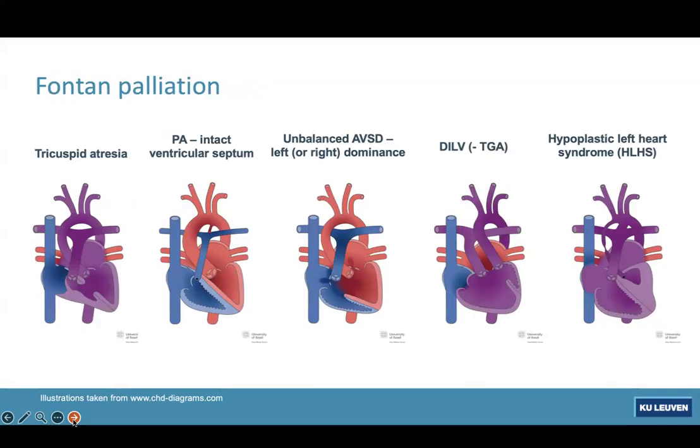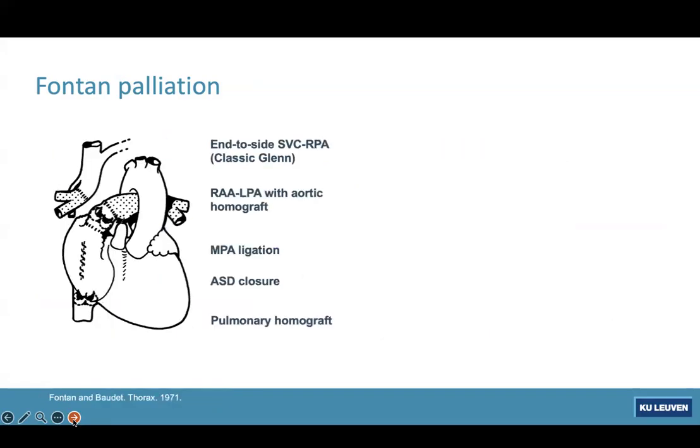So just a bit of background, and I suppose everyone logging in will know this, but the Fontan palliation was devised by Professor Fontan in 1971 for patients initially with tricuspid atresia, but eventually with one single functional or anatomical ventricular chamber. So for patients with tricuspid atresia, but later on also for pulmonary atresia and intact ventricular septum, unbalanced AVSDs, double inlet left ventricles, and most recently also for patients with hypoplastic left heart syndrome.